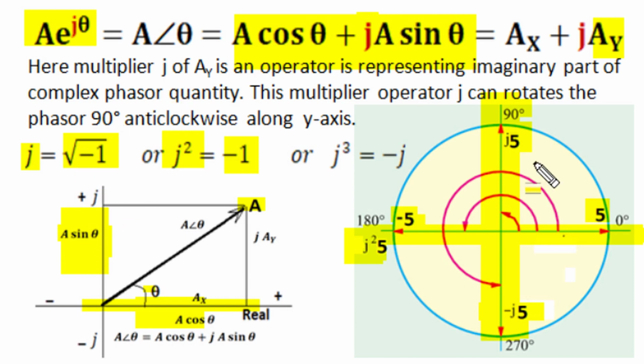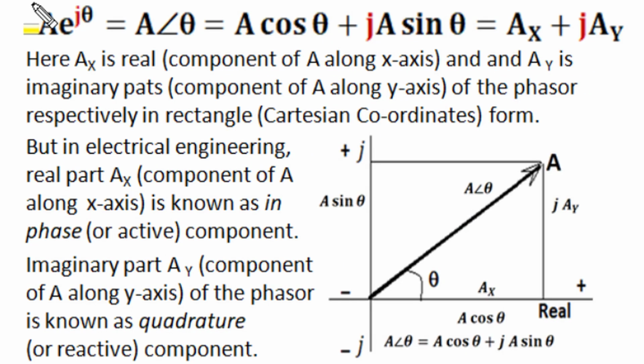And for us, j is a complex multiplier operator which can rotate a vector or phasor by 90 degrees in the anticlockwise direction without change of magnitude. Here a e raised to power j theta, or a magnitude and angle theta, is the polar form of the phasor, and ax plus j ay is the rectangle form of the same phasor. Here ax is the resolved component of the phasor along the horizontal real axis, a cos theta, whereas ay is the vertical resolved component of the phasor, a sin theta.